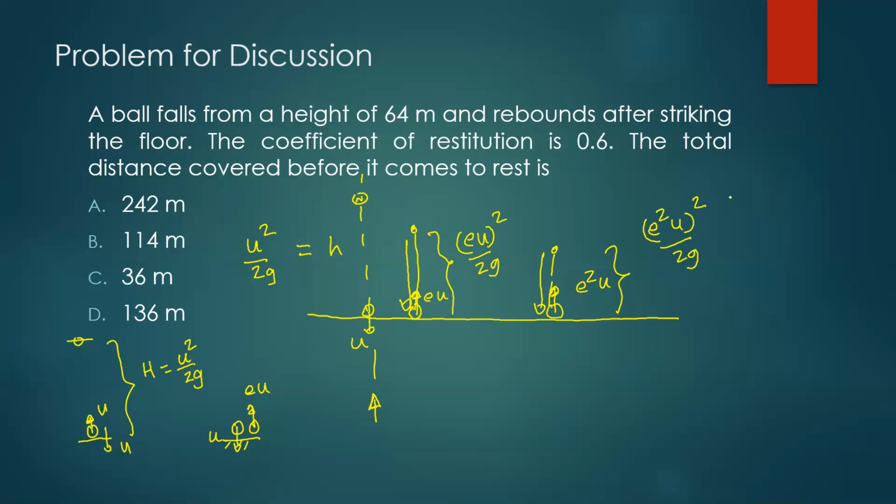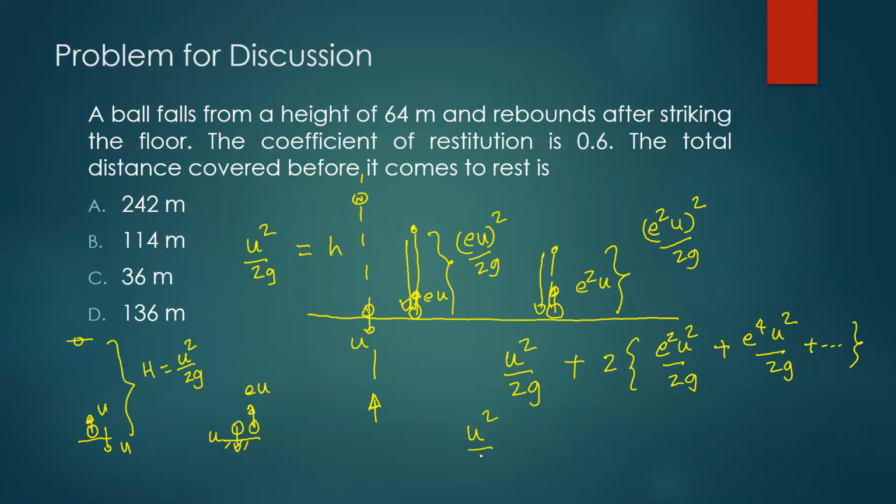So when we are trying to track the total distance covered, first time it is just falling once. So that is u square by 2g. And after that, you have two movements, up and down. You understand? So I can take twice of, let's say, e square u square by 2g, and then plus this is e to the power 4 u square by 2g, and so on. And then what will this be?